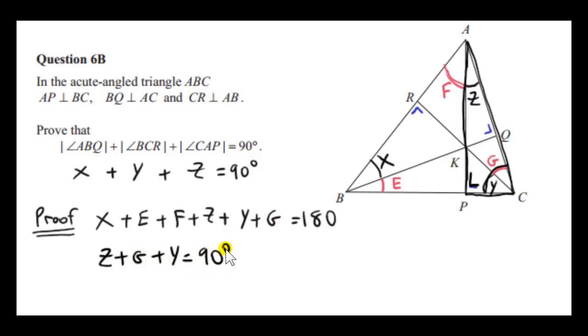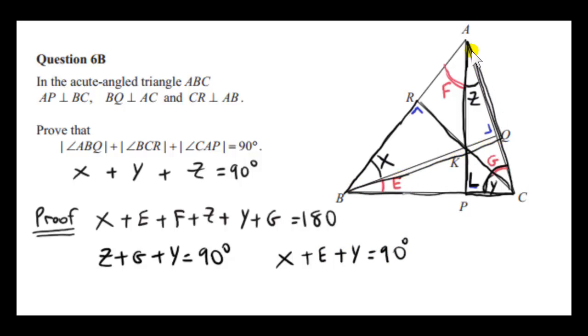Okay, so we did it for this right angle triangle, and then we do something similar for the other 3 right angle triangles. So now let's take this right angle triangle. So this angle here, X plus E, plus angle Y must equal 90. And finally we have this triangle here, F plus Z plus X must equal 90.